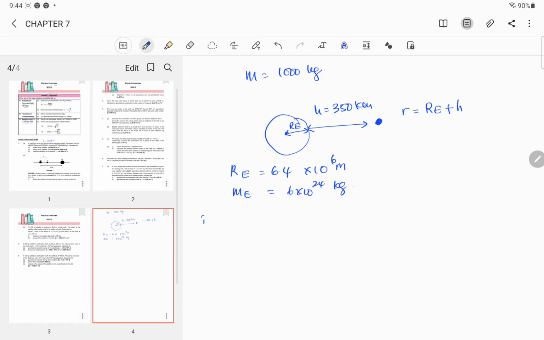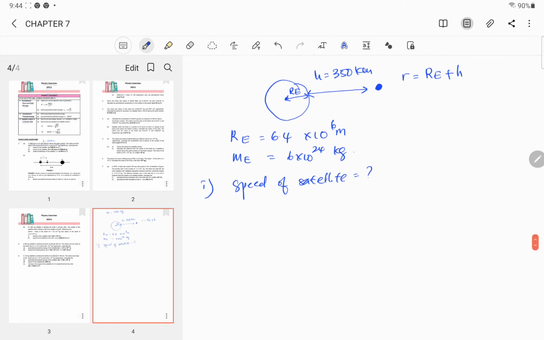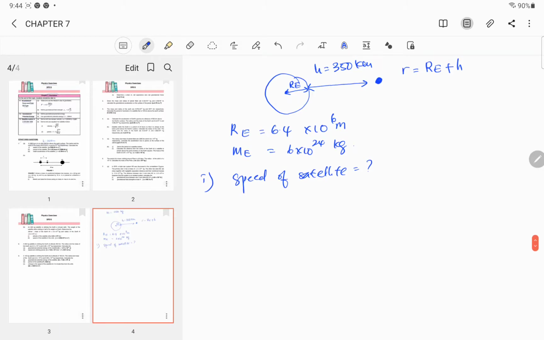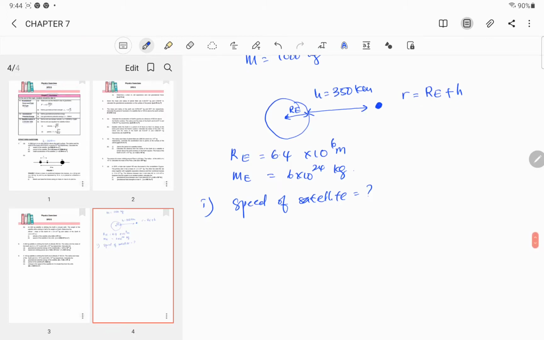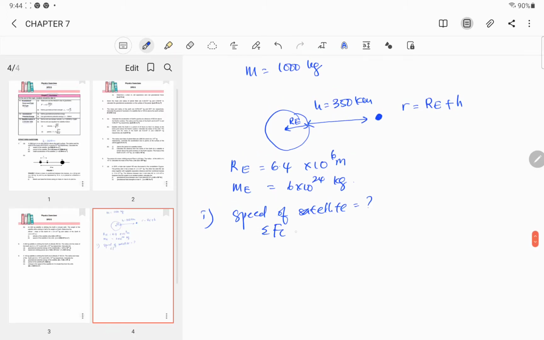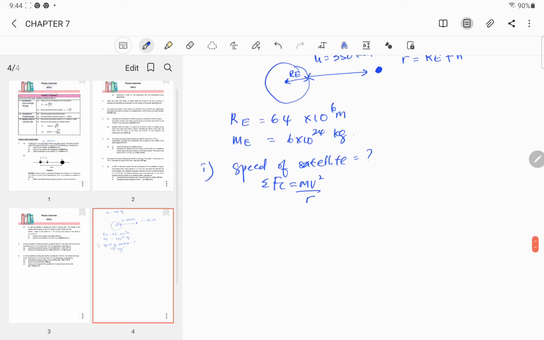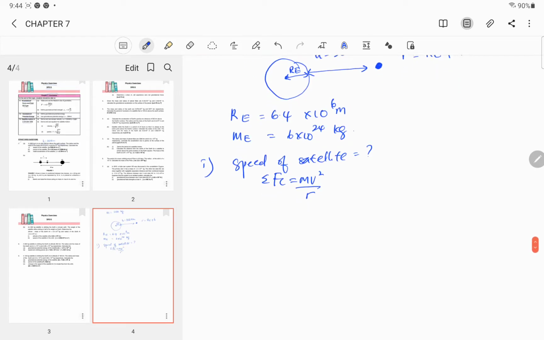Okay, so you have to find the speed of the satellite. So how do we find the speed of the satellite? For example, if I don't know the formula, we will derive it a bit. So summation Fc equal to mv squared over r. Even though V is given here, you have to derive V for the speed of the satellite.